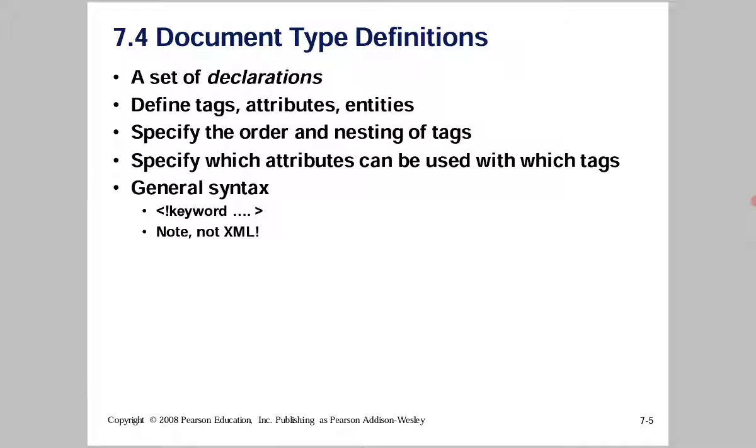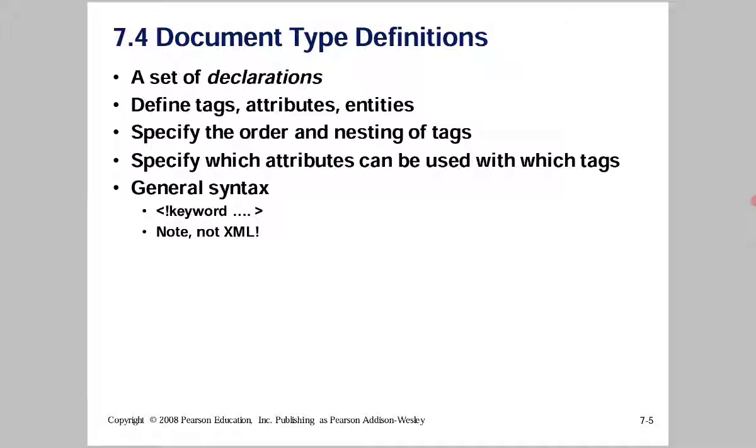So next is document type definitions. What are the XML document type definitions? Definitions means a set of declarations. Generally XML documents have a set of declarations and definitions, and define tags, attributes and entities. All the XML documents have various tags, user defined tags, not system tags. Tags again have some attributes and some entities.